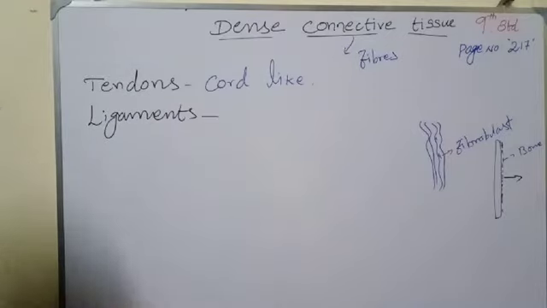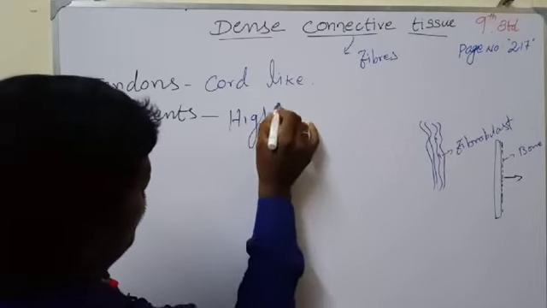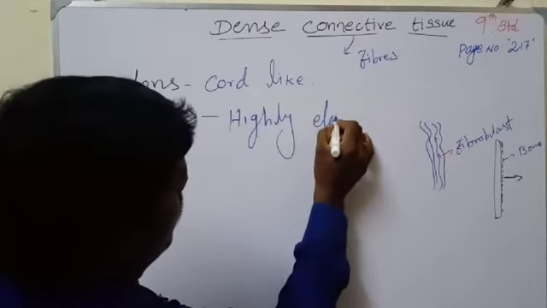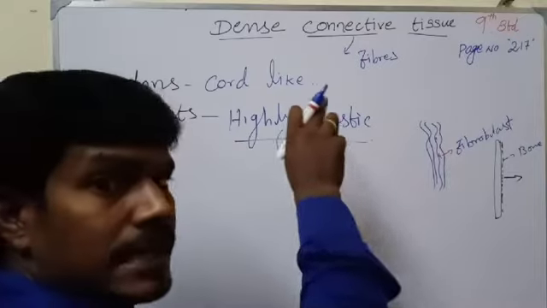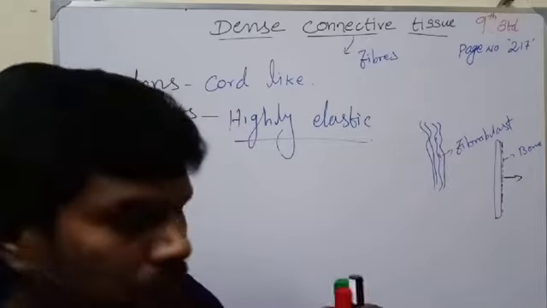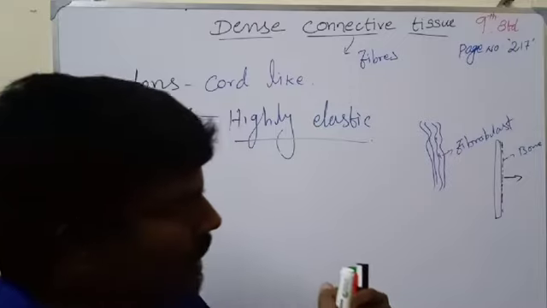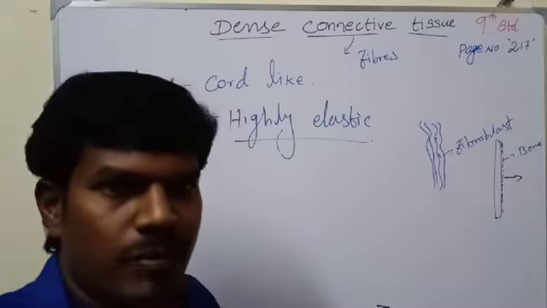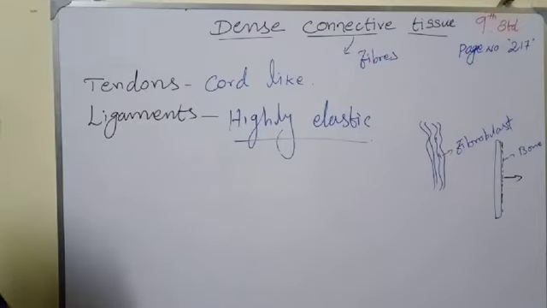Second one, ligament. See, they are highly elastic. Before that, tendons have limited elasticity. Limited elastic means that if the muscles give them full pushing force, with more force they will break easily. But this is highly elastic.